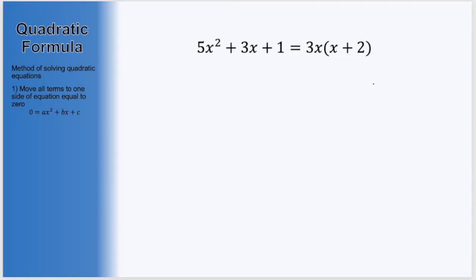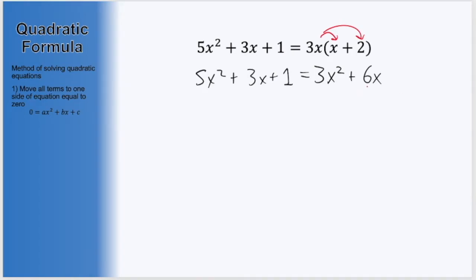Let's take a look at this equation here to demonstrate the process. First off, in order to move things between sides, it's best to go ahead and distribute this 3x into the parentheses. Doing that gives the left side still the same, and the right side now equal to 3x times x is 3x squared, plus 3x times 2 is 6x.